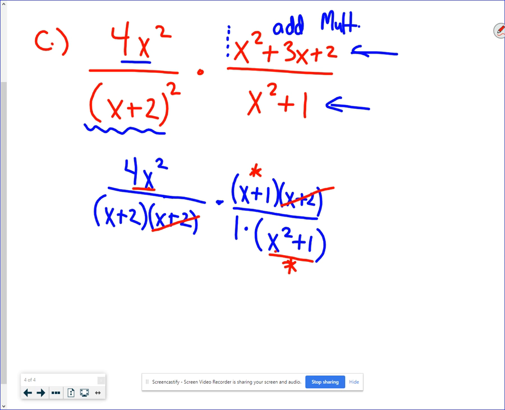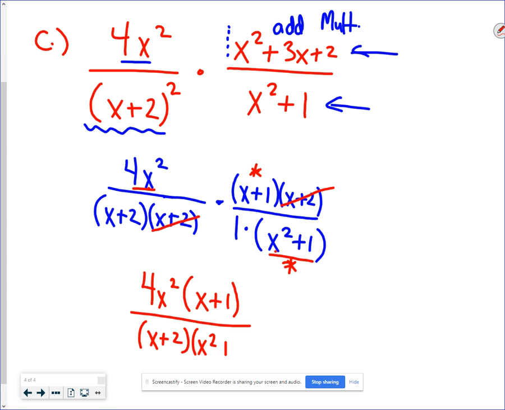So our answer is just 4x squared times the quantity x plus 1 over the quantity x plus 2 times the quantity x squared plus 1. And again, leave your answer in factor form. I don't want you to boil that out. You're just doing extra work. I don't want you to do that. All right, let's try another one.